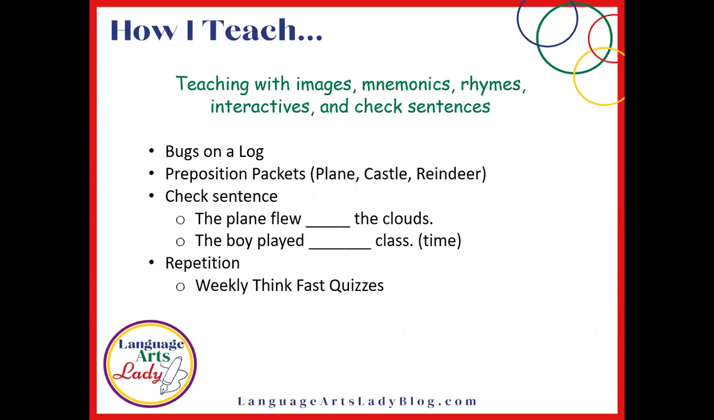But the next thing is repetition. And that comes through the weekly Think Fast quizzes. So when I first pass out the Think Fast quizzes, and I teach about this in 19 and 29, the beginning and the advanced, when I first pass them out, they're like, but I don't know these things. I don't know what an interjection rhyme is. I don't know what a be a helper link verb song is. I don't know what prepositions even are.